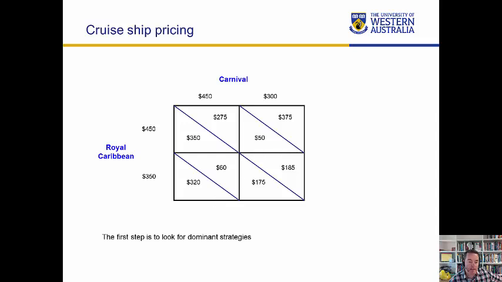So given that, Royal Caribbean knows that it has an option of either profit of 175 or 50. The profit of 320 and 350 for Royal Caribbean is not available. The left-hand column has been ruled out. So Royal Caribbean will pick between 175 and 50. They will pick the 175, therefore they will charge a price of $350 per ticket.